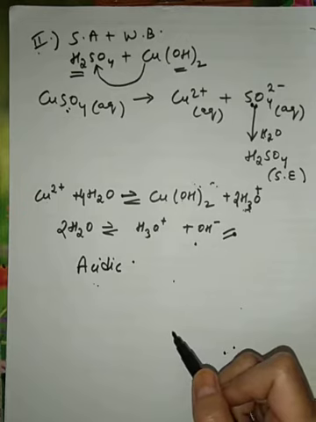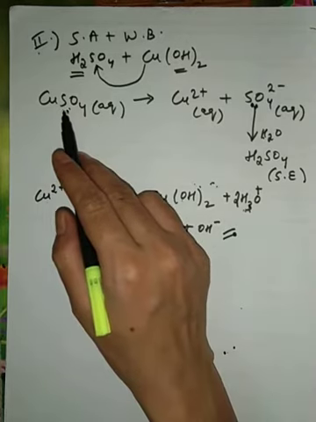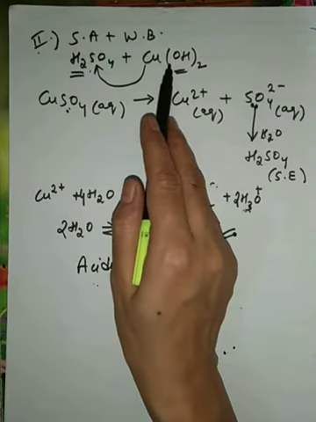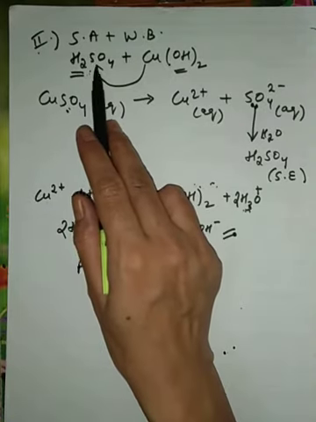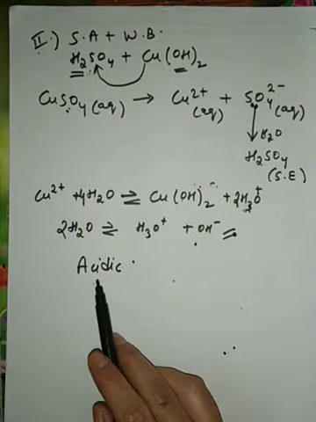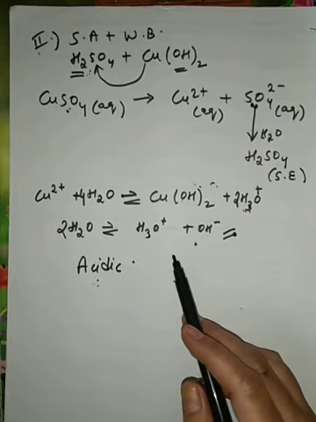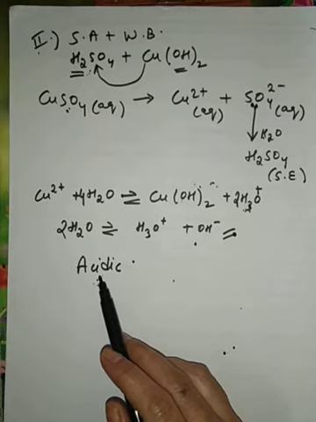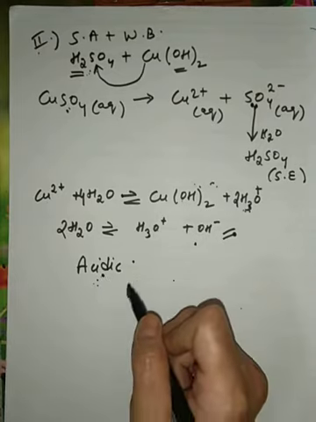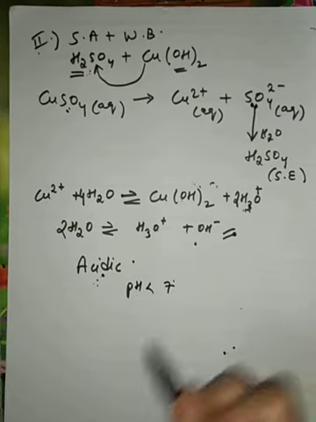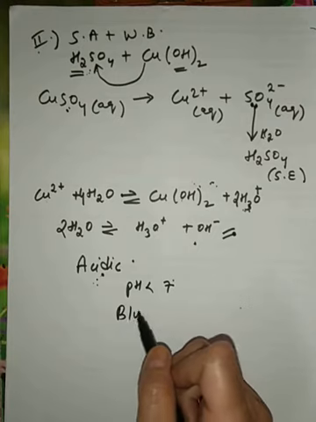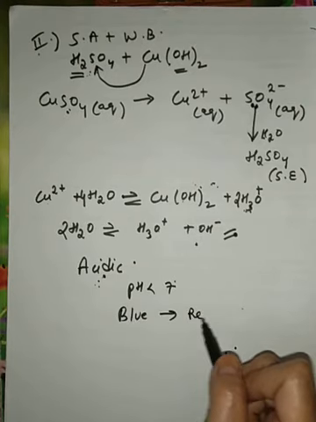Actually it is very logical that this copper sulfate solution in water will be acidic, because it is made up of a strong acid and a weak base, and whoever is strong will dominate and decide the nature of the solution. But with the help of the equilibrium reaction we prove that copper sulfate solution in water is acidic, and hence pH will be less than 7. It is going to be less than 7, and we know the action on litmus paper: your blue litmus will change to red.